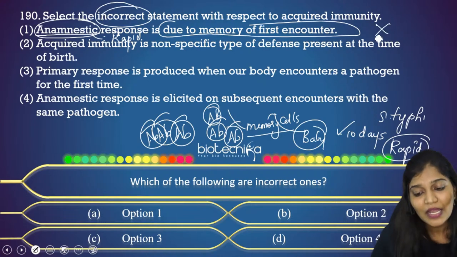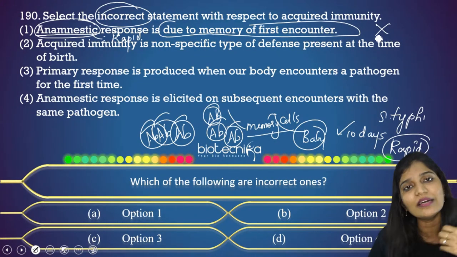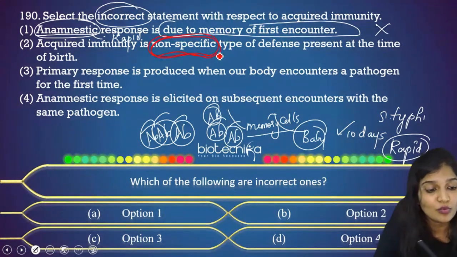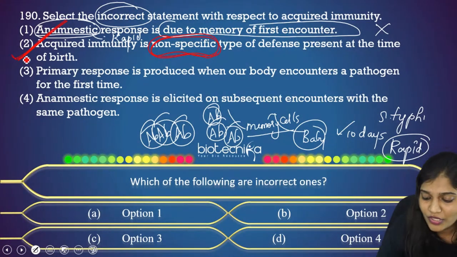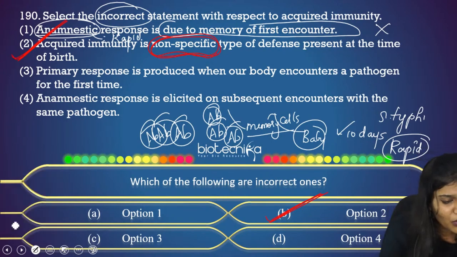The second one, acquired immunity is very specific. The immunity that you get after your birth is very specific. But in our option, they have given non-specific, which means this is a wrong statement. So the correct answer is option number 2. The rest of the options are correct.